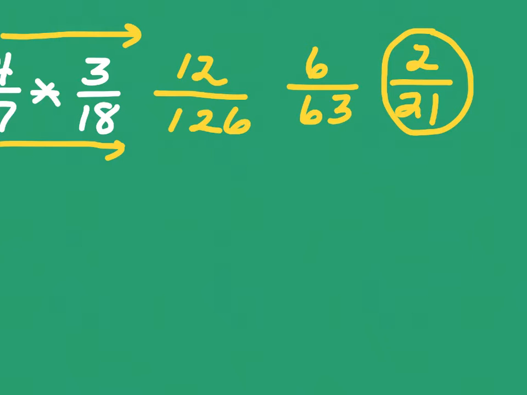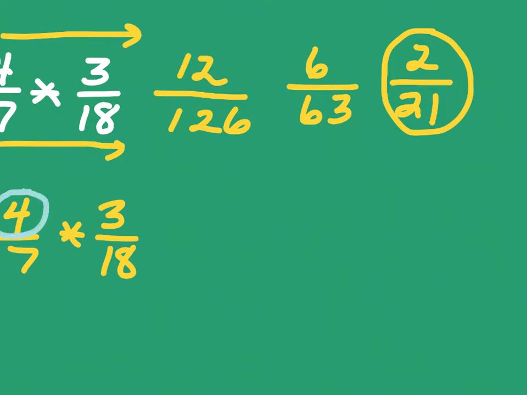Another way to do this is to take that 4/7 times 3/18 and simplify those numbers before you multiply. I prefer this way because I can recognize my common factors a little bit easier. So as I look at 4/7 and 3/18, I notice I have an even number in the 4 and an even number in the 18. They don't have to be on top of each other to simplify. They can be anywhere in the numerator or denominator if we're multiplying.